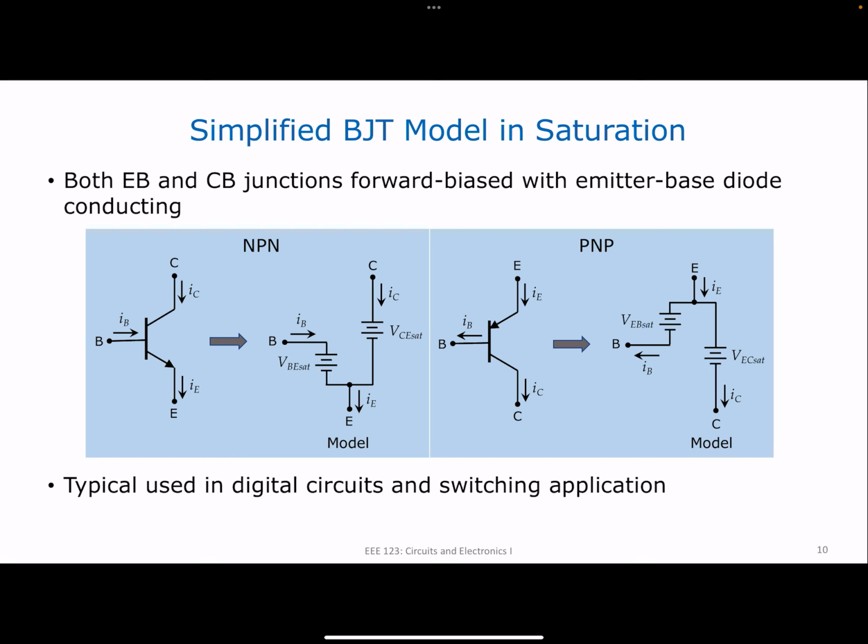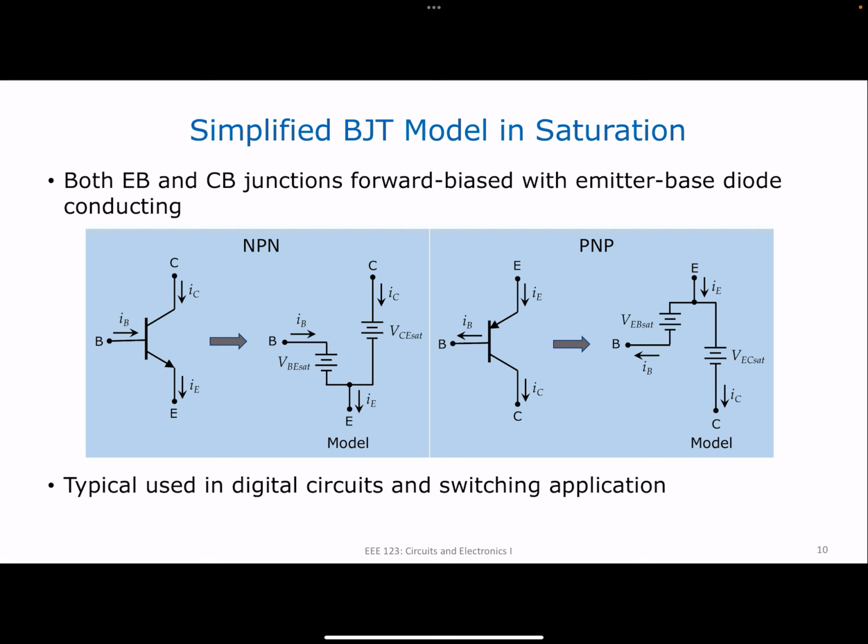Now, what about in saturation mode? In saturation mode, both the emitter base and collector base junctions are forward biased. In saturation mode, the emitter base diode must be conducting. So if the emitter base diode is conducting, then automatically it can be represented by its constant voltage source model. So for an NPN, that would be VBE SAT, which for silicon would be 0.7. And for a PNP, we have to reverse the subscript. It's going to be VEB SAT, which is approximately equal to 0.7 for silicon.